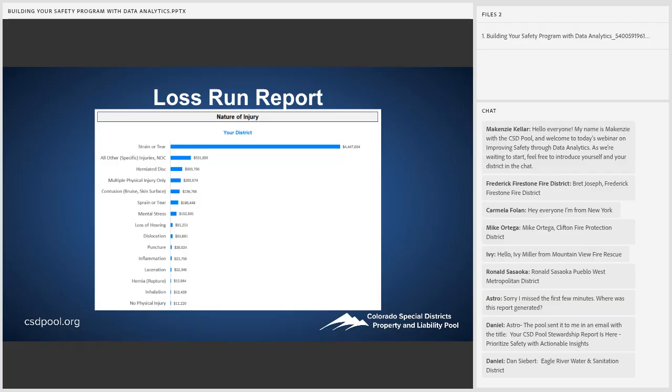The stewardship report was mailed out, but this report is available upon request. And moving to the next slide.